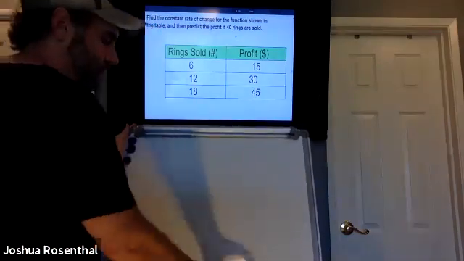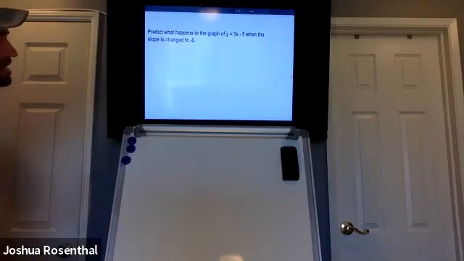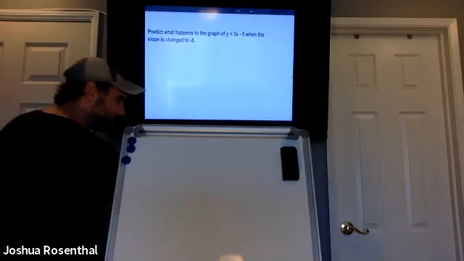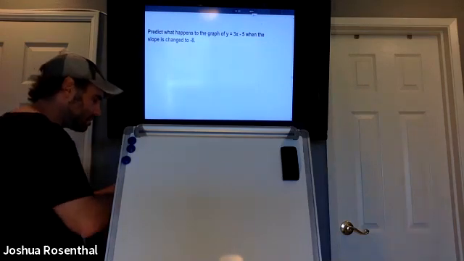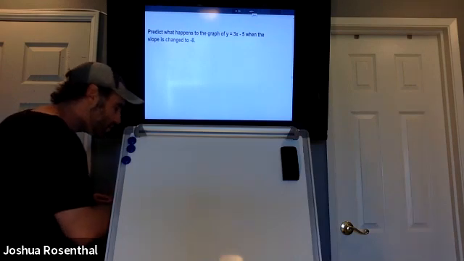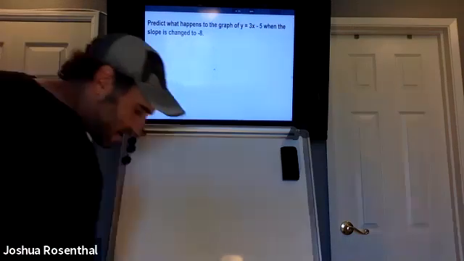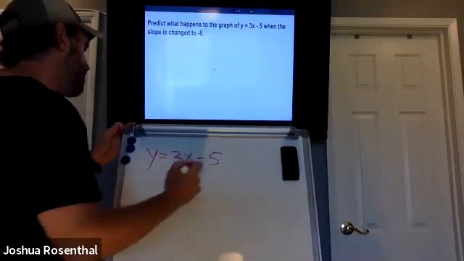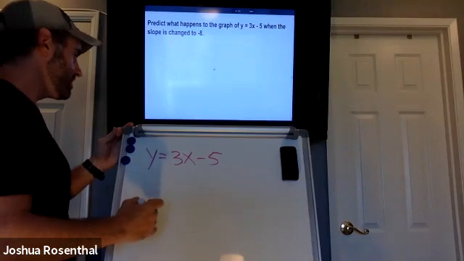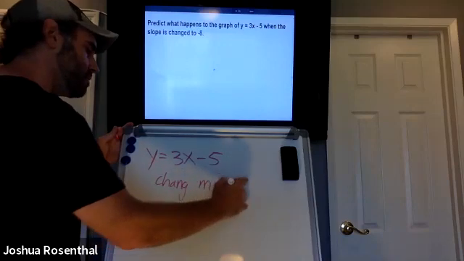All right, moving along. Predict what happens to the graph of y equals 3x minus 5. I think I can up the size of this. Let's up this to 380. Predict what happens to the graph of y equals 3x minus 5 when the slope is changed to negative 8. So change m to negative 8.